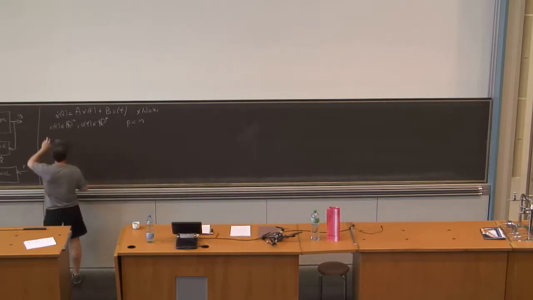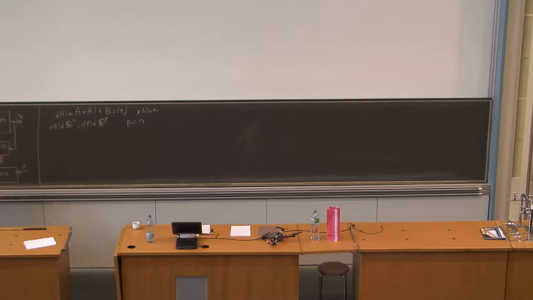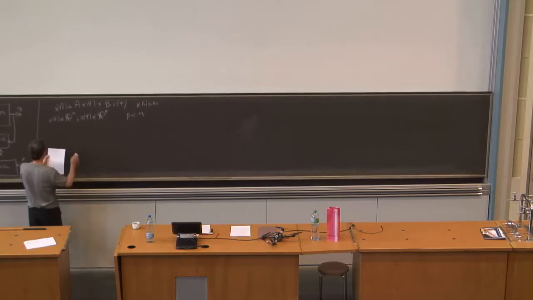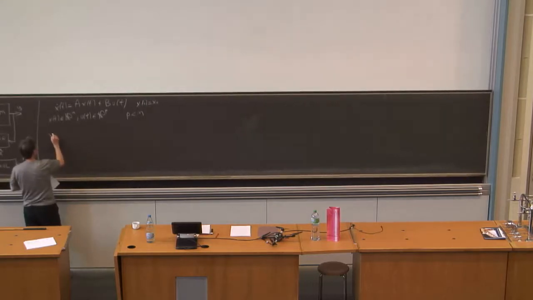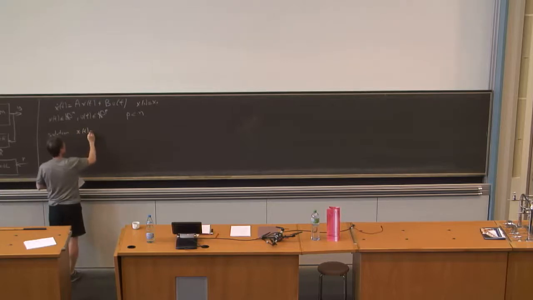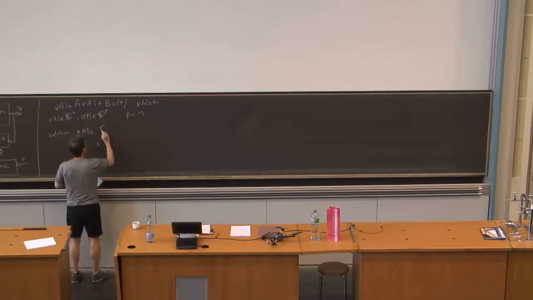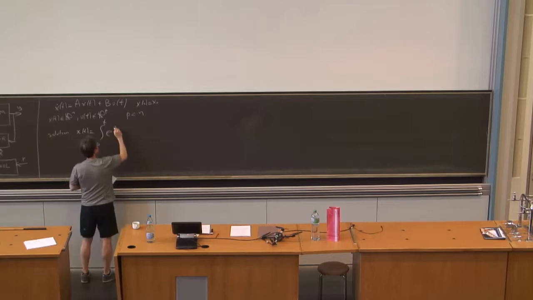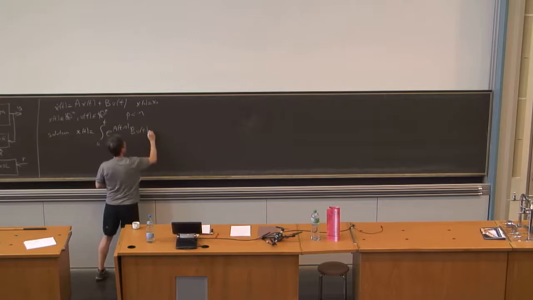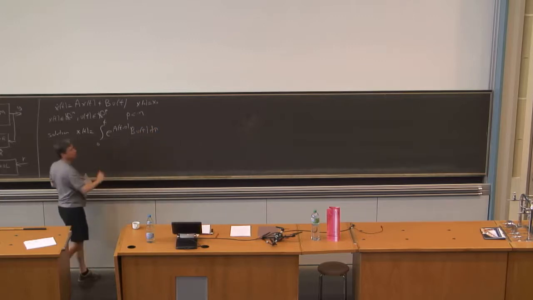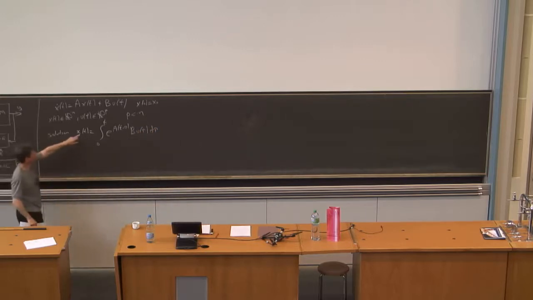Okay, so the first thing we want to write down when we see an equation like this, if we can, is its solution. For this we can, because it's a relatively straightforward equation. The solution is simply x of t is equal to the integral from 0 to t of e^(A(t-τ)) B u(τ) dτ. So if you give me a control input u, I can solve for the state using this equation.